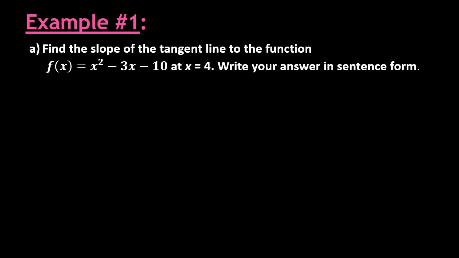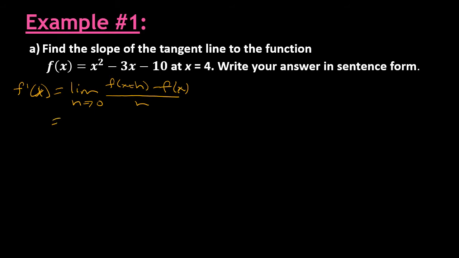All right, we are going to find the slope of the tangent line of the function f(x) = x squared minus 3x minus 10 at x = 4. Then we're going to write our answer in sentence form and interpret the meaning. I'm going to find the first derivative. Notation is important. I'm going to substitute in the 4 at the end of the equation this time. The next example, I'll substitute it in earlier. So make sure you put the prime. This is going to be the limit as h approaches 0 of f(x + h) minus f(x) all over h.